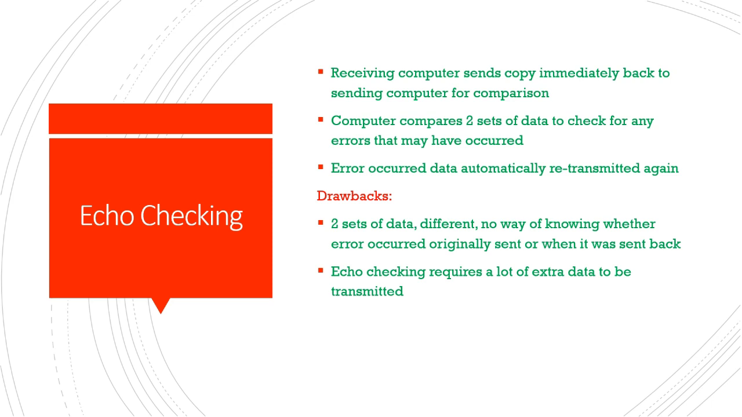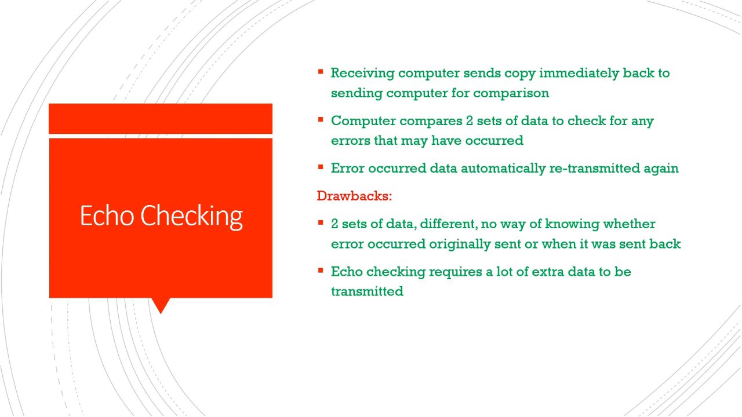So right now the receiving computer has 1 version of it, and the sending computer has 2, the original and the copy. This is because the sending computer will then compare the 2 sets of data, the original they sent and the copy that was sent back to them. They'll compare these 2, and if they're the same, there's no error. If they aren't, then an error has occurred and the data will automatically be retransmitted. I'll just send it straight back.